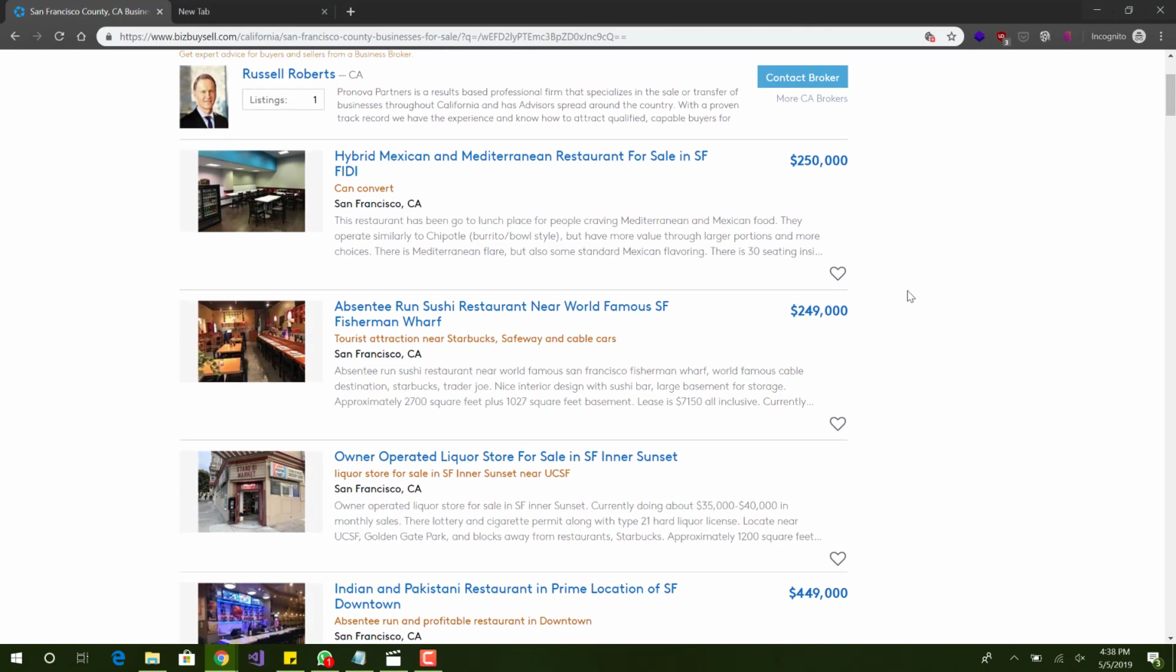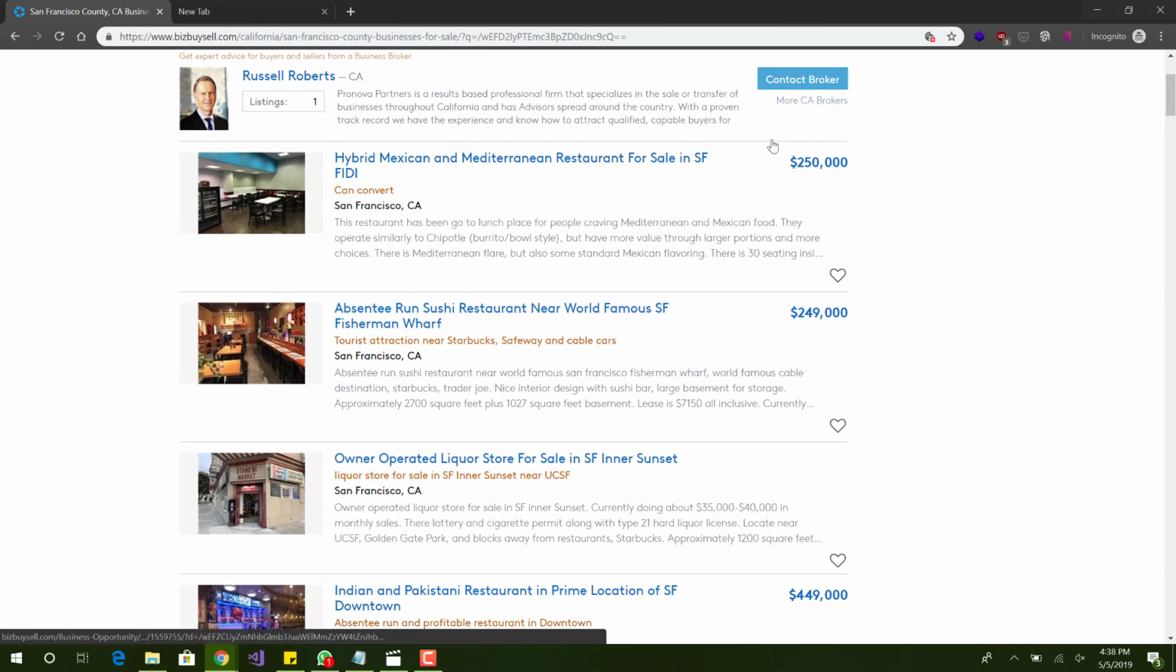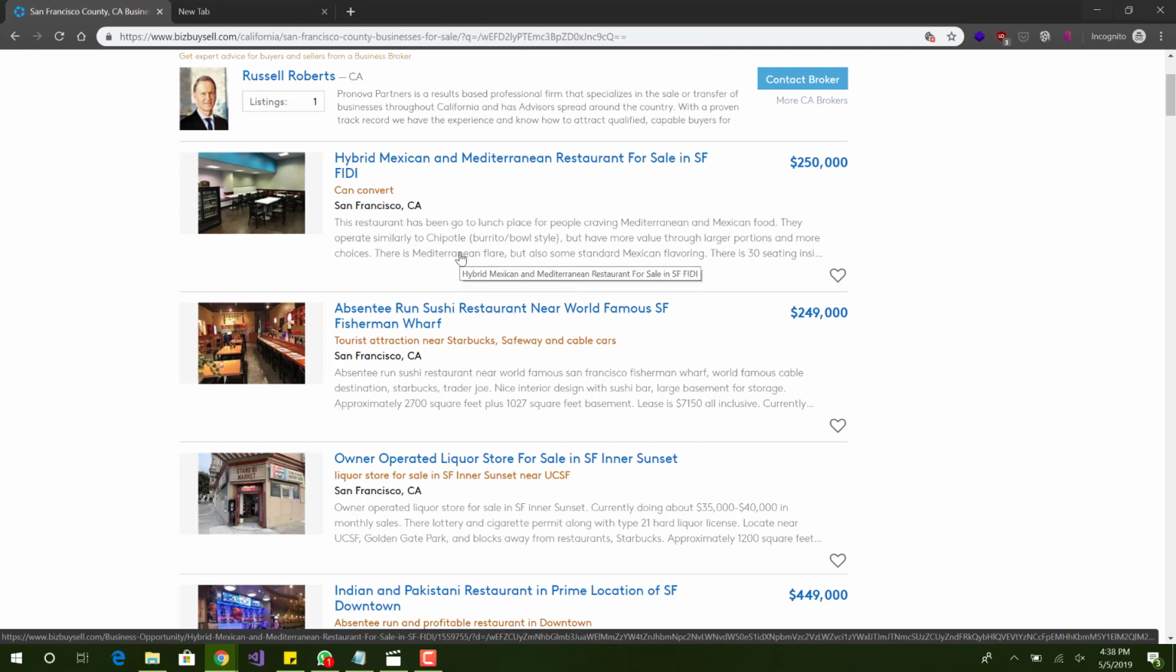All right, so here you can see there's a Mediterranean restaurant, $250,000, and it says can convert. So I believe it means it is possible to convert it into a different restaurant. So it doesn't have to be Mediterranean. If you wanted to buy it and turn it into an Italian restaurant, I believe they are saying that it can be easily done. There's not too many changes needed for that.